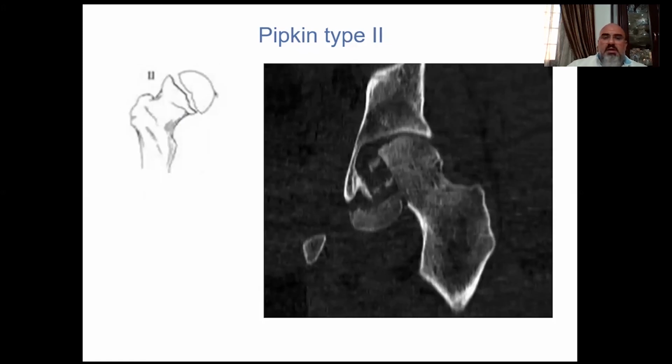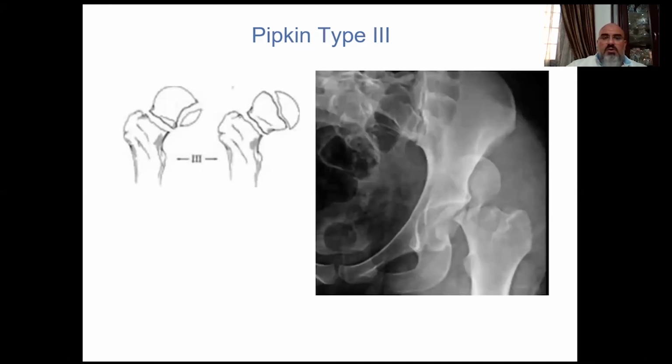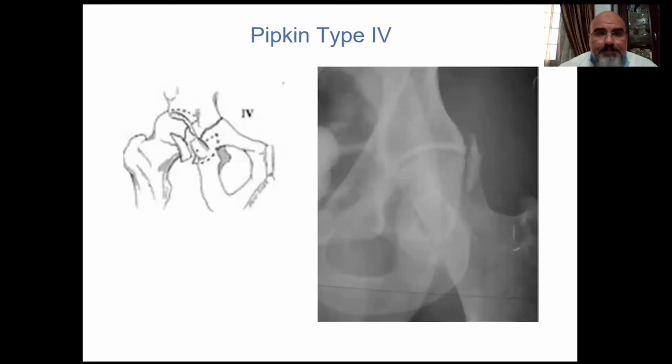Pipkin type 2 is a larger fragment above the attachment of the ligamentum teres, and you could see that it's very near to the weight-bearing surface of the joint. Pipkin type 3 is an association of Pipkin type 1 or 2 with fracture neck of femur, and it's very important because it has the highest incidence of avascular necrosis post-treatment. Pipkin type 4 is a Pipkin type 1 or 2 associated with fracture of the acetabulum.